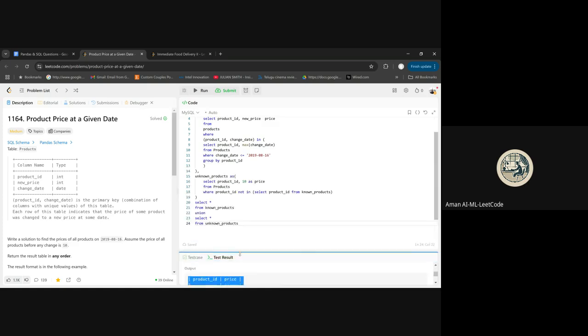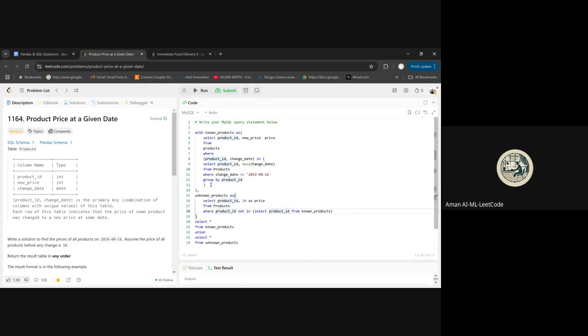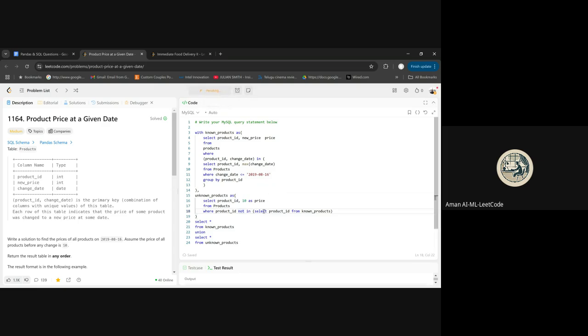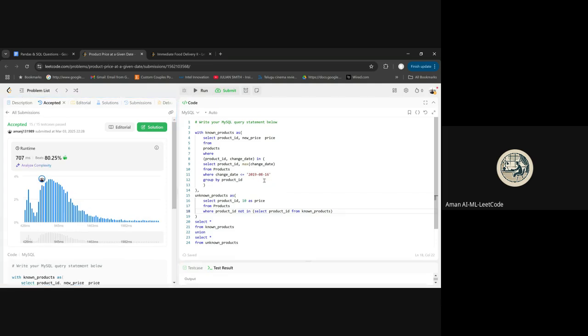What did we do here? We created two CTEs. The first CTE is going to tell us the prices for the known products. And the second CTE is basically going to give us the product ID and the value 10 for all the products who are not present in the known products. We are only going to get those, right? We are not going to get all of them. If it is not present, then we select known, union it with the select unknown, and then we get the answer there. Hopefully this works. Let's just check. Okay, yeah, that's it.